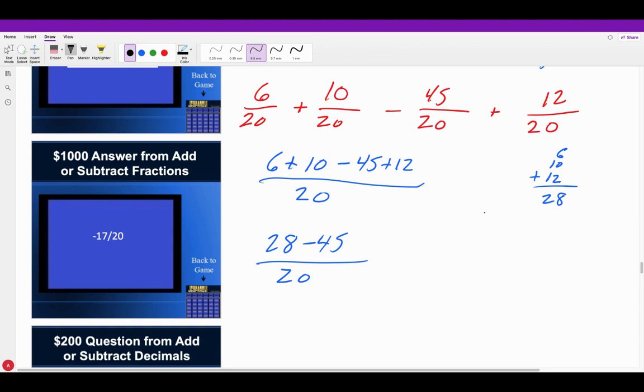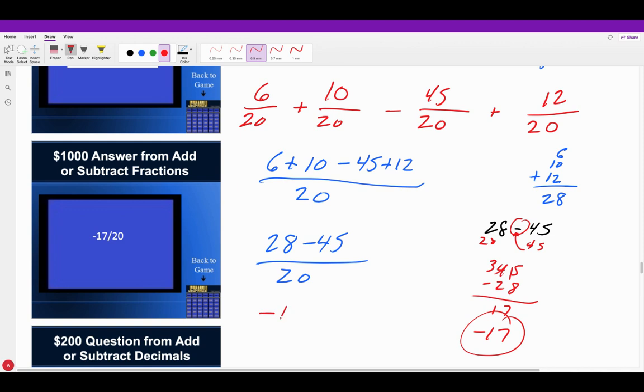And then from here, since I know that I have different signs, I'm going to just go ahead and look at them as both positive. I'm going to take the smaller number and subtract it from the larger one, which is then going to give me 17. And since the larger number was negative, that means my answer is actually negative 17. So it's negative 17 over 20, which cannot reduce, and that is your final answer.